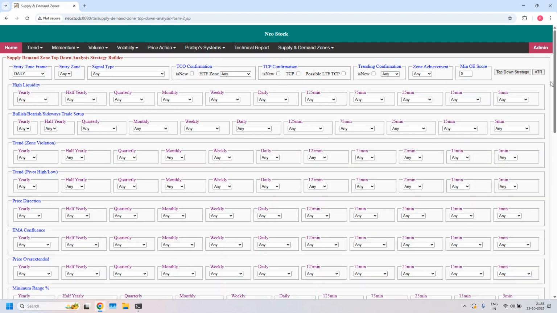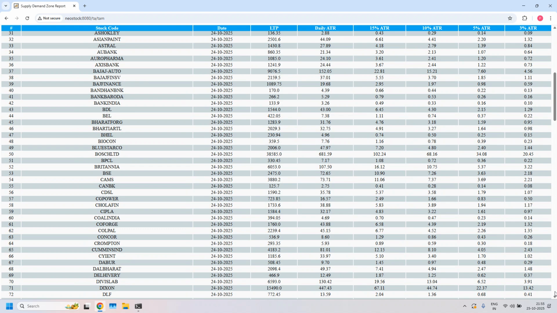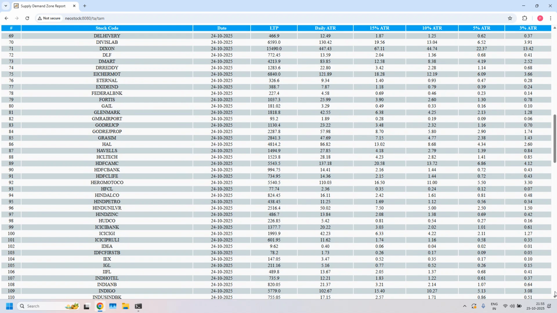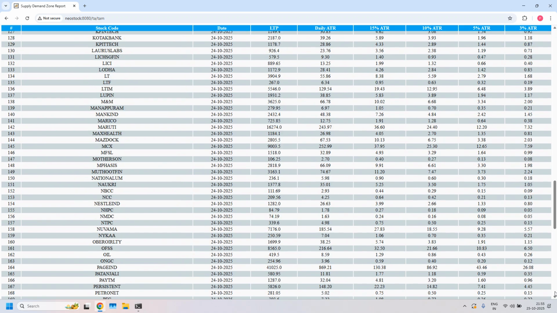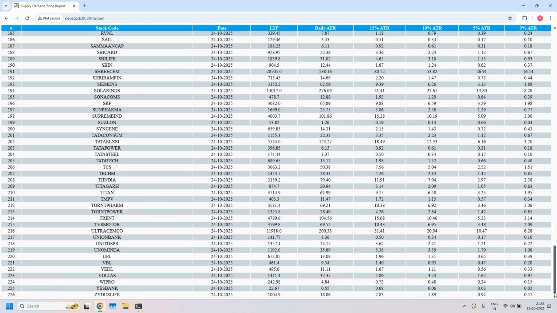In the final report, I am generating stop buffers based on daily ATR. First 17 in the list are indices, remaining all are equity stocks. I am scrolling the list down. Whichever stock you want to refer, pause the video, study the stocks and then proceed further. Okay, I'm scrolling the list down. So this is the end of the report.